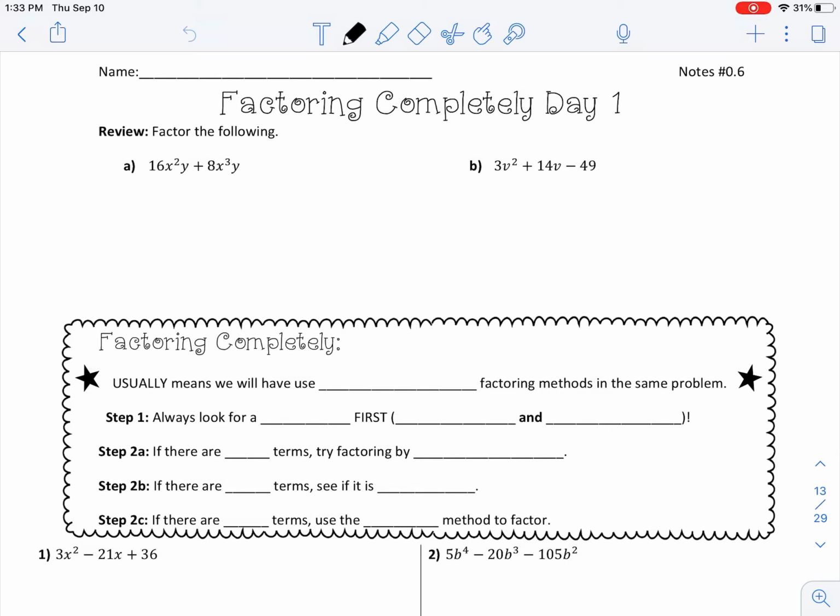Welcome to Notes 0.6. We are going to do Factoring Completely Day 1. So we're going to start with a review.